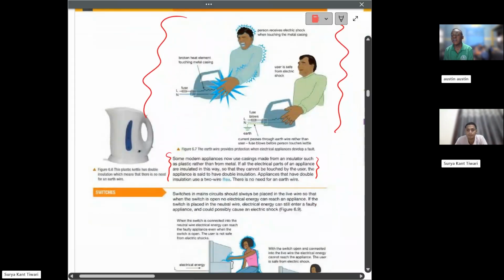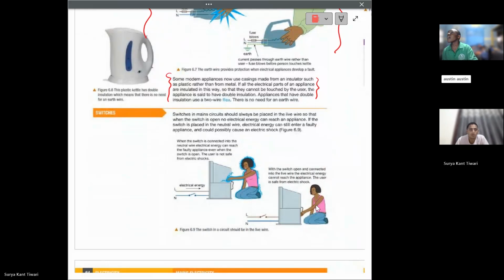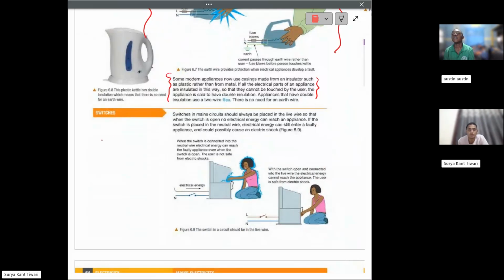Okay. Yes, sir. I have a question. Ask the question. So what is an earth wire? Earth wire. You know, there is an extra wire. There are two wires. One is called the phase wire, and one is called the mains wire.